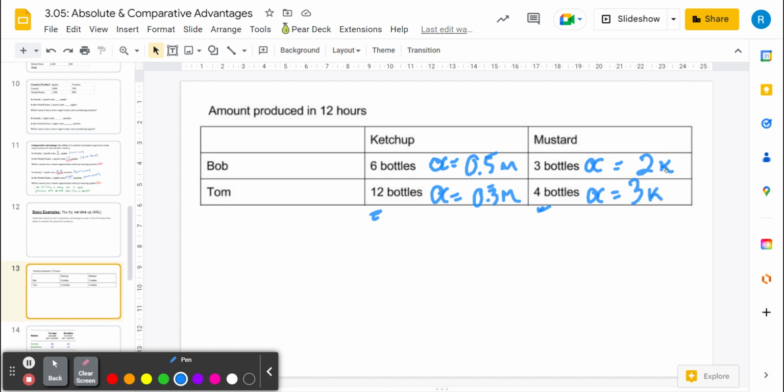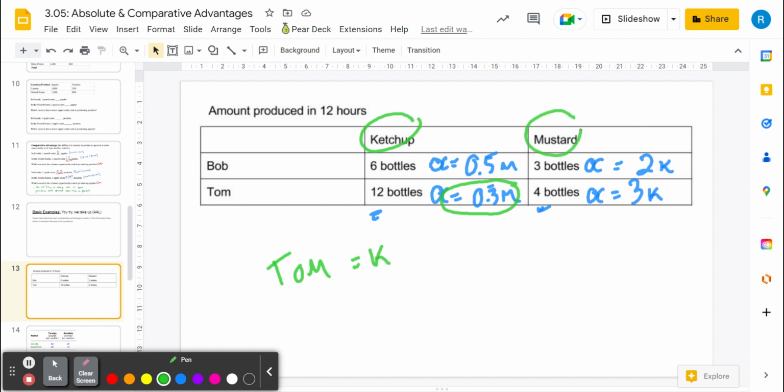Okay, so you've calculated all the opportunity costs, and the person who should make each is whoever has the lower opportunity cost of making each one. So who should make ketchup? Well, who has the lower opportunity cost of ketchup? Okay, so Tom should make the ketchup. He should specialize and only make ketchup.